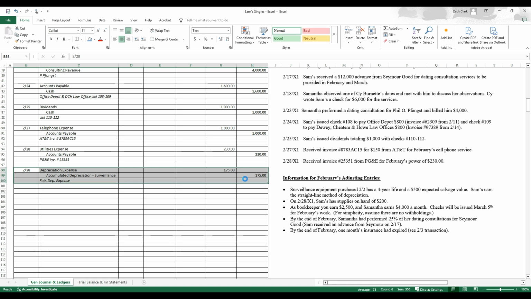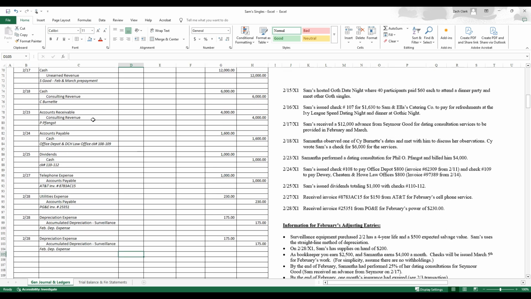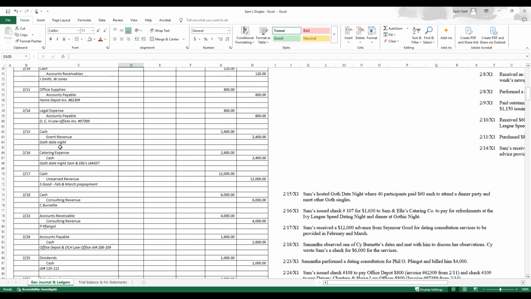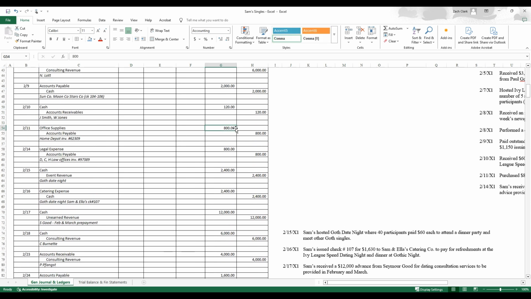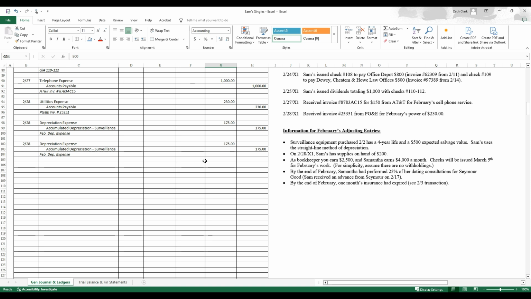Okay, perfect. On 2/8, Sam has supplies on hand. So remember, we purchased 800 up here. So 800. But now we've used a bunch of those supplies during the month. Now we're going to check to see how much we have left. And we have only 200. So we need to take the difference of 600 and do that as a reducing journal entry to office supplies. So we're going to decrease office supplies by 600.